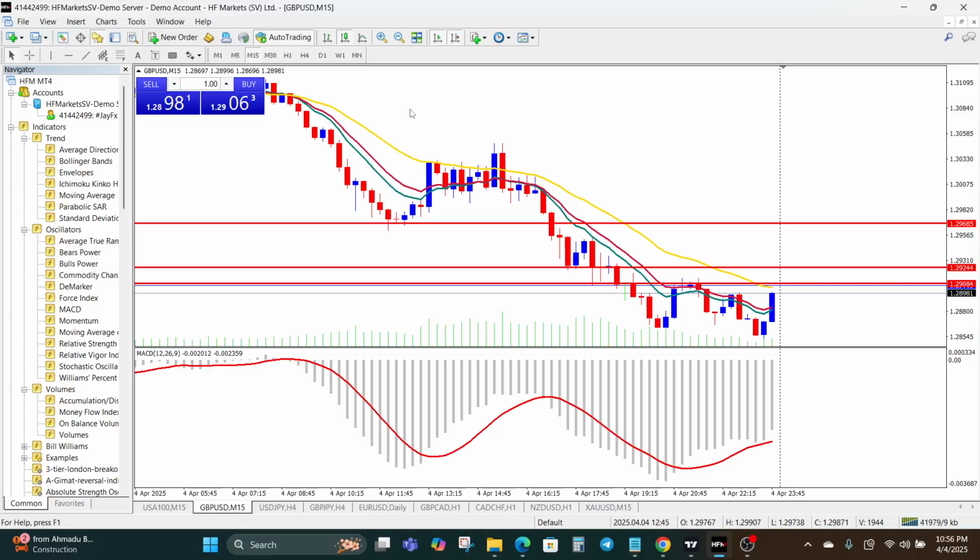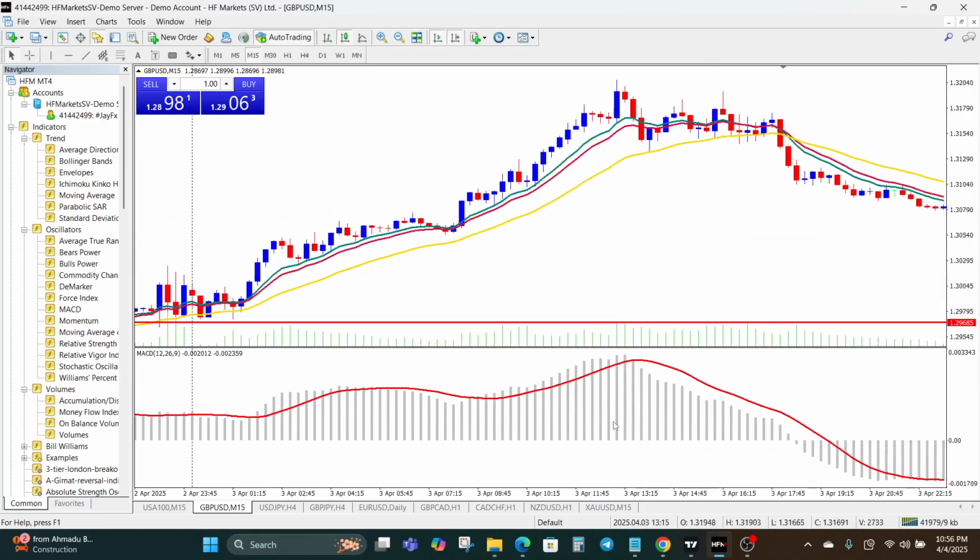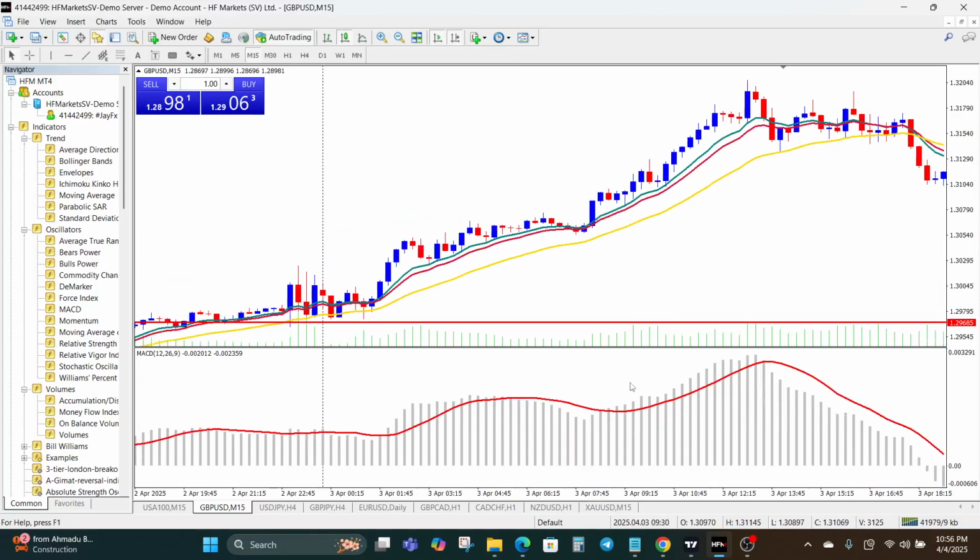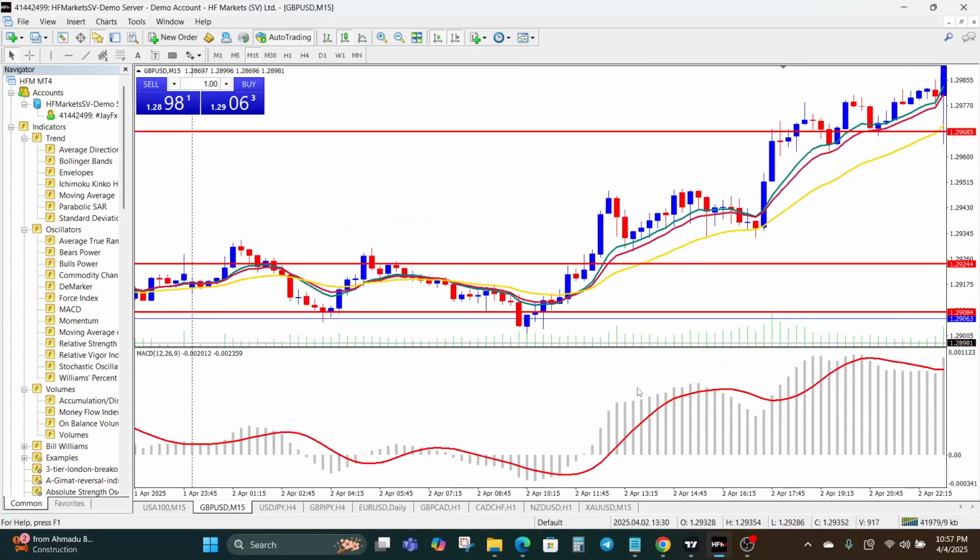Especially during high volume sessions like the London and New York sessions. It thrives in trending environments where momentum builds quickly after breakouts or news spikes. For exits, you can use the MACD line flattening or crossing back as a soft signal.